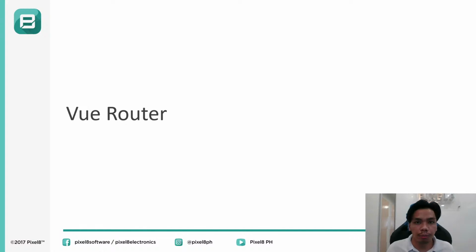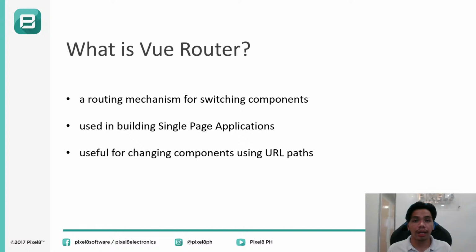So now let us start with Vue Router. Again, what is Vue Router? Vue Router is a routing mechanism for switching components. What do we mean by that? Vue Router allows us to change components using URL paths. Therefore, it is called a router. Also, it is used for building single-page applications.